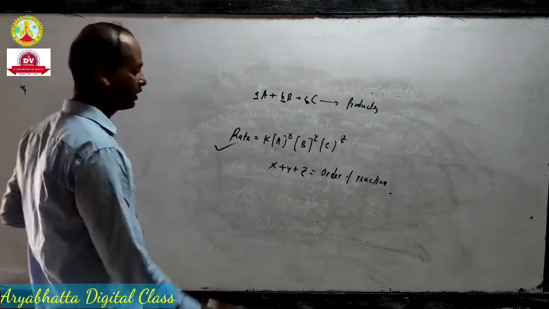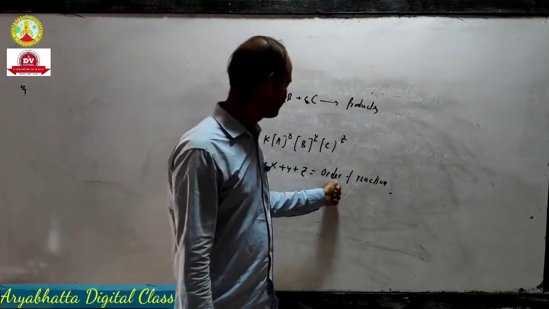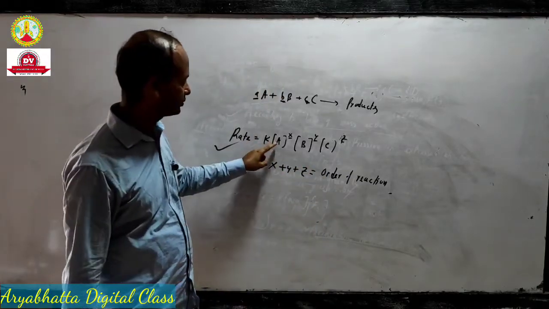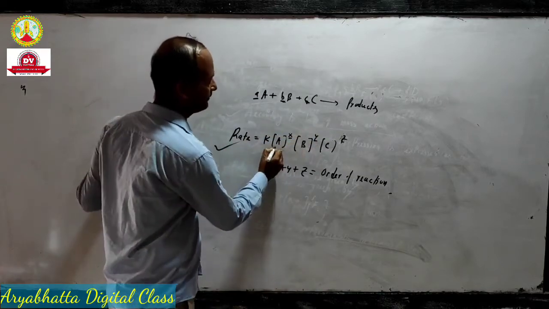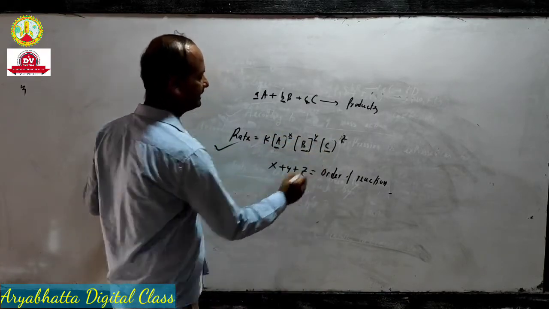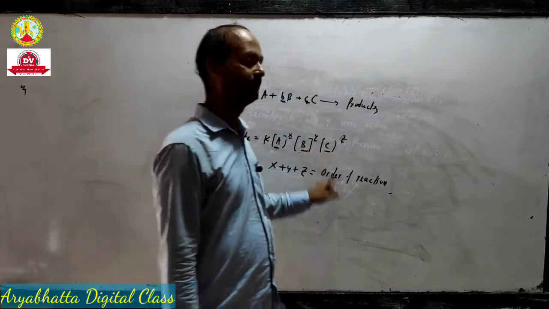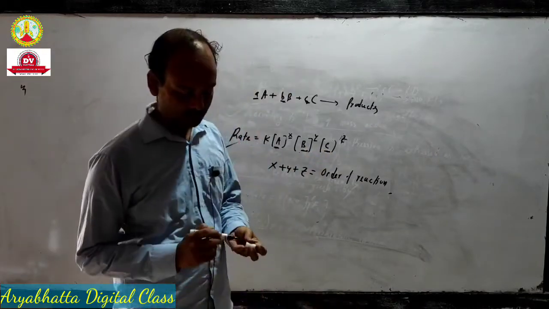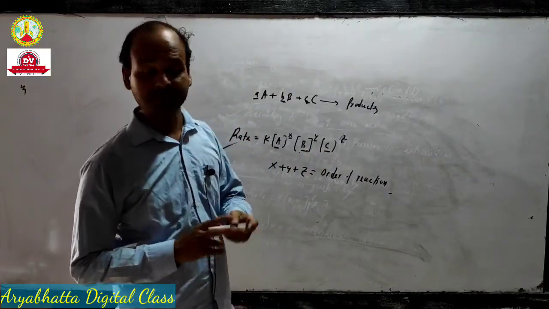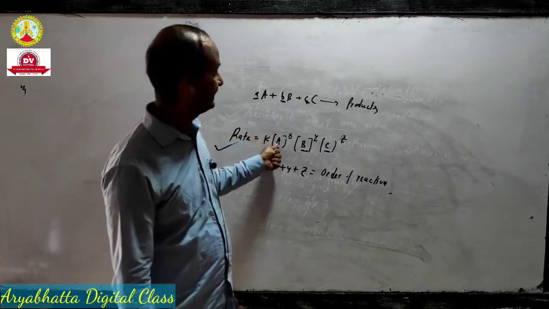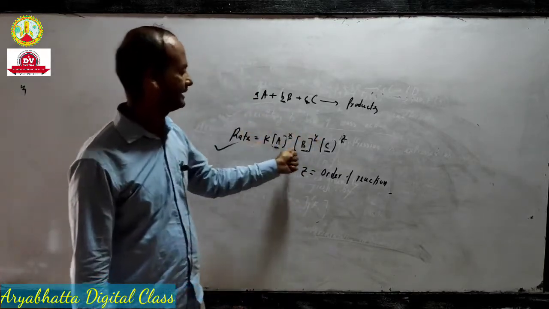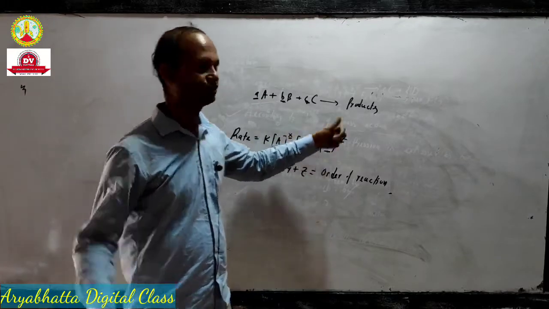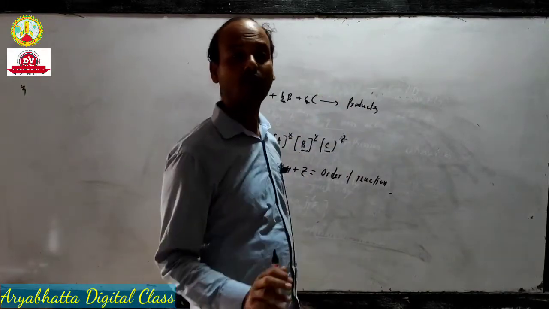Now let's see, order of reaction is nothing but the sum of the powers, x plus y plus z, of reacting species. These are the reactants A, B, C. So definition is what? Order is the sum of the powers of the reacting species. Here in the rate equation में जो reacting species है, उसका जो power है उसको तुम लोग add कर देना, तुमको order ही मिल जाएगा.